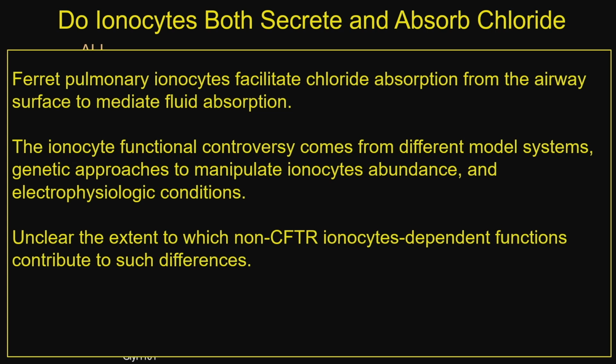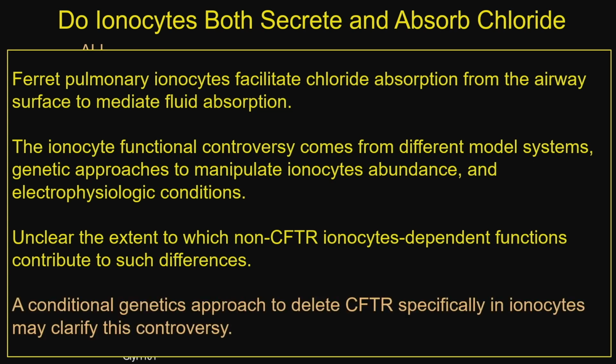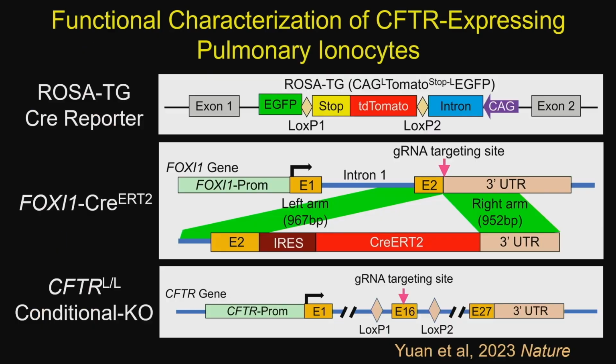And it's unclear the extent to which, if you take out ionocytes, there are non-CFTR components of the ionocyte that are influencing this entire process. So what Fong embarked on was a conditional genetic approach, where, using Cre drivers and a conditional CFTR ferret line, we knock out CFTR only in ionocytes and then ask secretory and absorptive questions. Is CFTR in the ionocyte responsible for that biology?